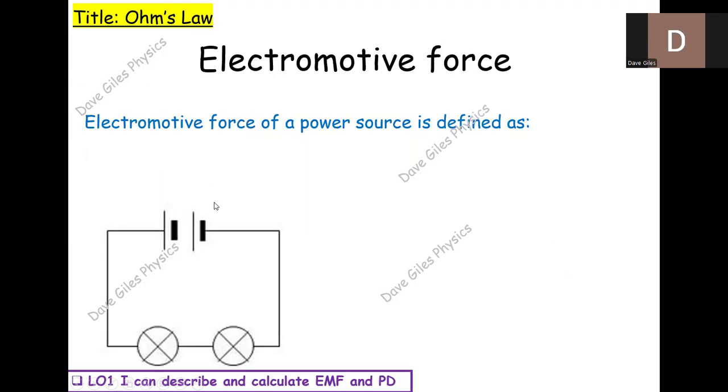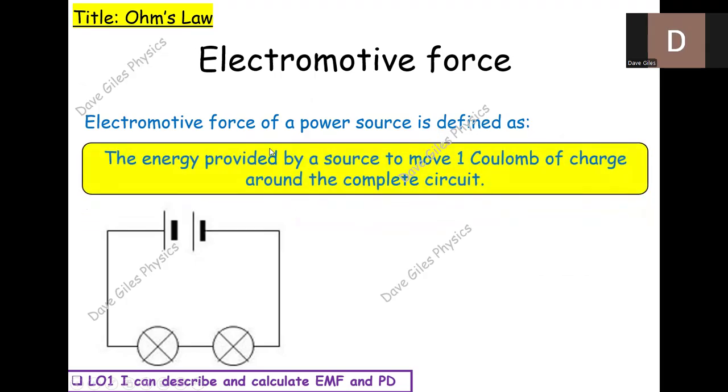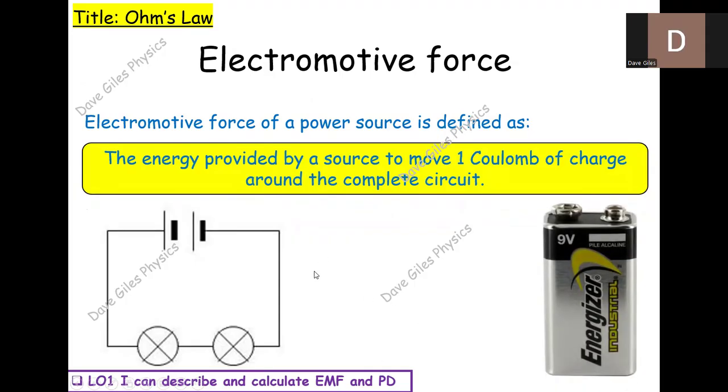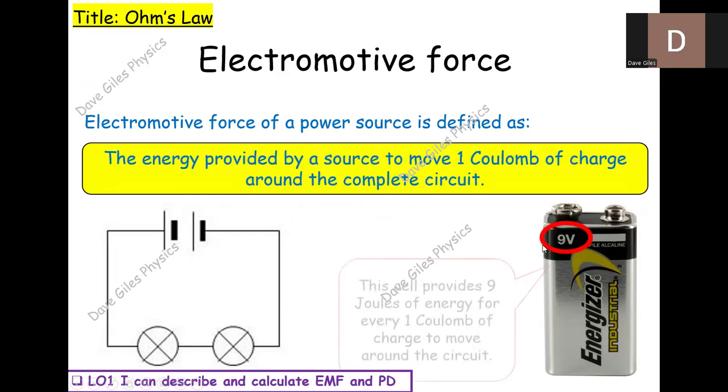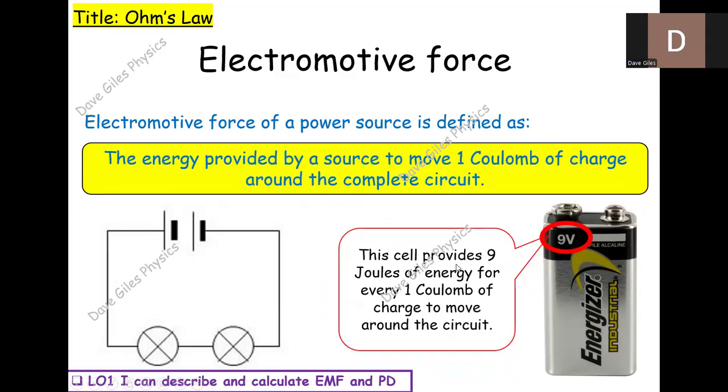Electromotive force of a power source is defined as the energy provided by a source to move 1 coulomb of charge around a complete circuit. A complete circuit bit is key. And generally, when we talk about EMF, we talk about a battery or cell or power supply. So this one here is a battery, and it's 9 volts, or the cell, sorry, provides 9 joules of energy for every 1 coulomb of charge to move around a circuit.